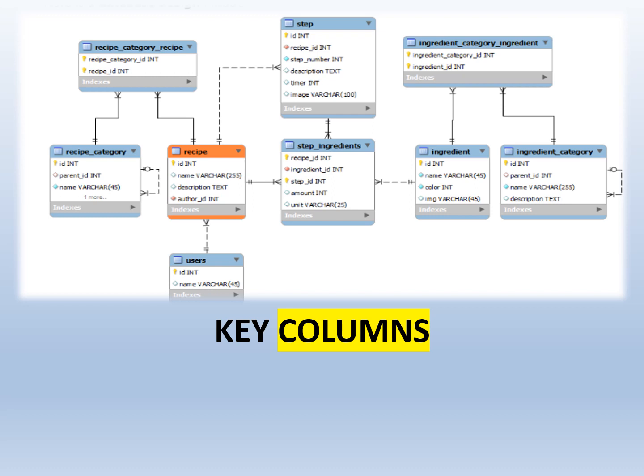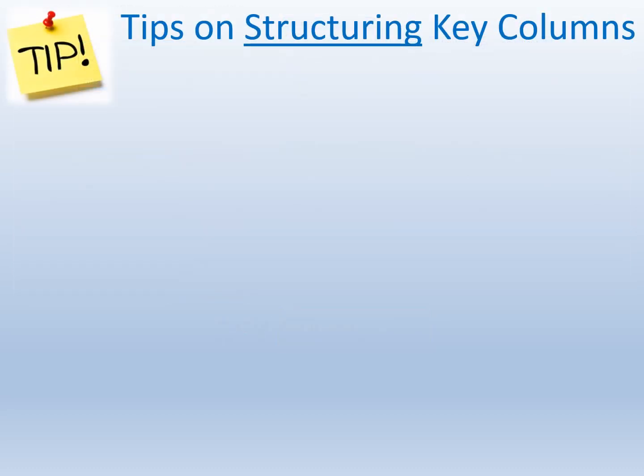Now that we've reviewed a few tips on naming and structuring columns, let's go a little deeper and talk about a particular type of column which I've hinted at in the previous slides, which is the primary key column and the foreign key column. Now let's review some design tips on structuring key columns.